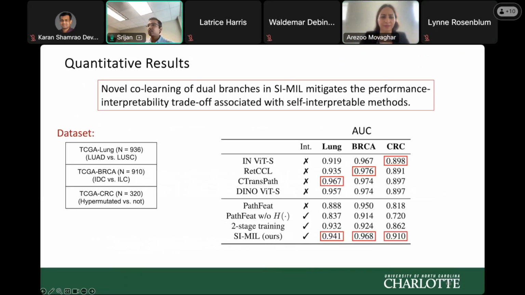Okay, so the datasets that we have used: TCGA NSCLC for LUAD versus LUSC classification. We have used TCGA BRCA for IDC versus ILC classification, and then we have used TCGA CRC. So we have used all public datasets to train these models.